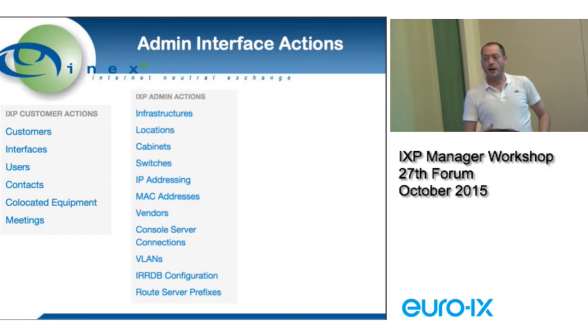IRRDB configurations, that's adding in routing registries. So you can, for the route servers, generate static prefix lists or prefix lists for routes we're learning from members on the route servers, so that we can automatically generate all those lists.